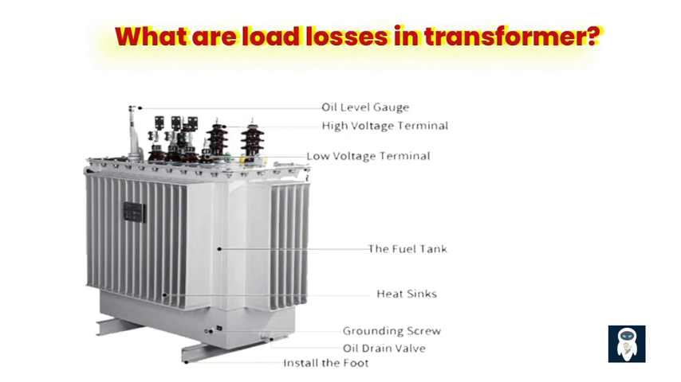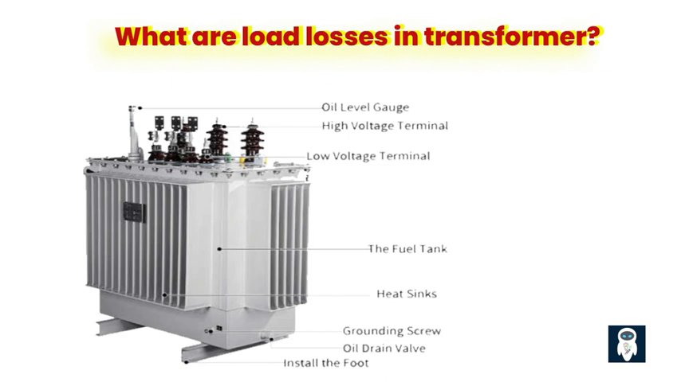Load losses are directly related to the amount of electrical power being transferred or consumed by the load connected to the transformer. They are named load losses because they occur when the transformer is under load, i.e., when it is supplying electrical energy to connected devices or equipment. These losses are an inherent characteristic of transformers and represent a conversion of electrical energy into heat, which is dissipated into the surrounding environment. Minimizing load losses is essential to improve the efficiency of transformers and reduce energy waste.